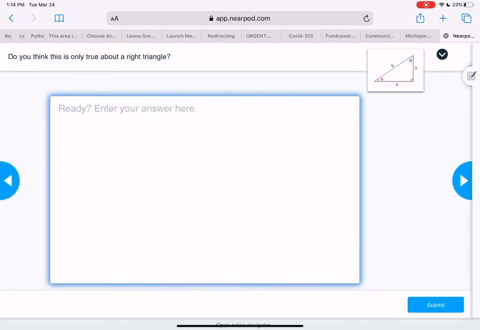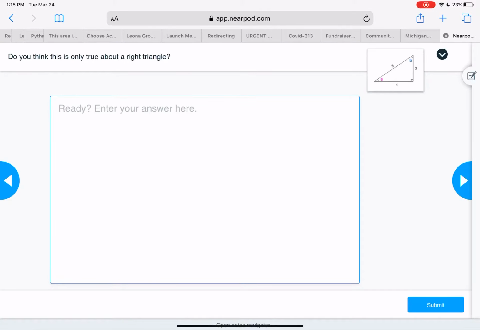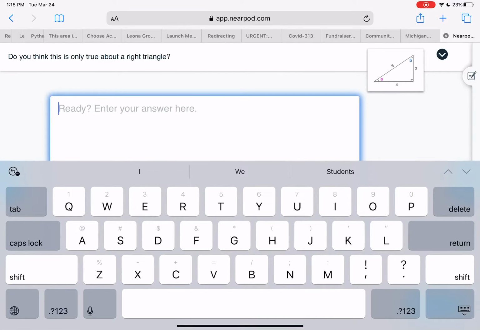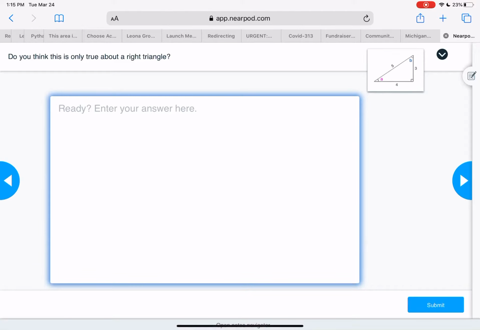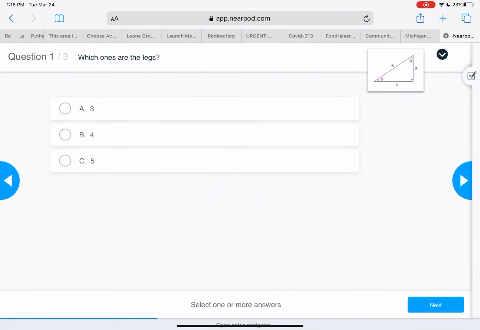I put some visuals, so like some pictures. If you just click on them, they'll expand so you could get a closer look at them, especially for the ones where you actually have to solve a problem or look at it closer. Okay, so this one's just going to be a sentence about whether you think this is true only about right triangles or not. And then you have a quiz based on if you've done the previous example or the previous assignment with the Google Forms.